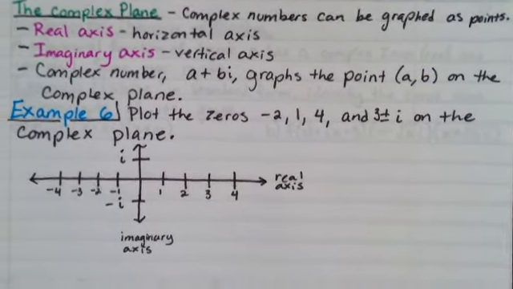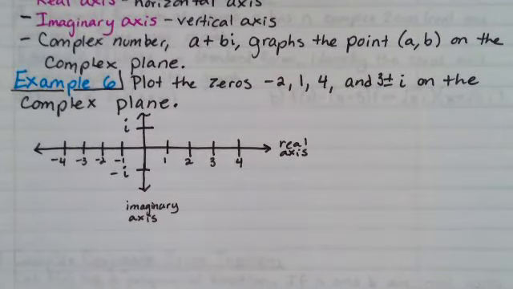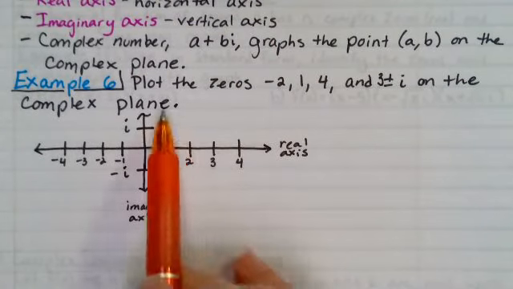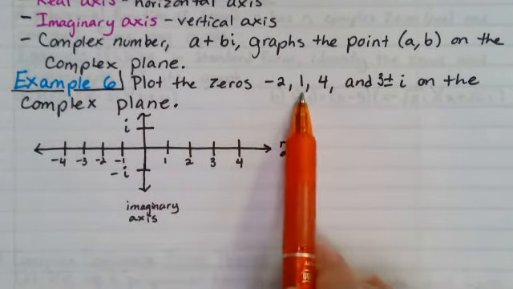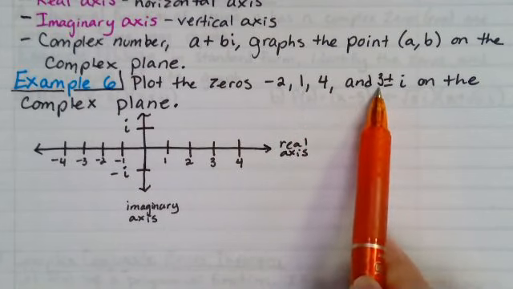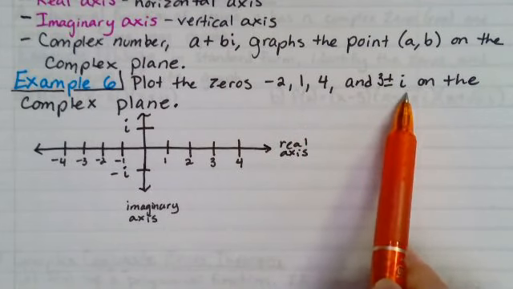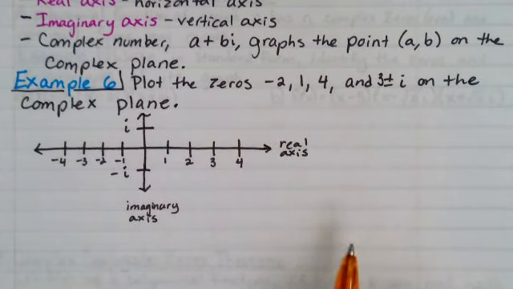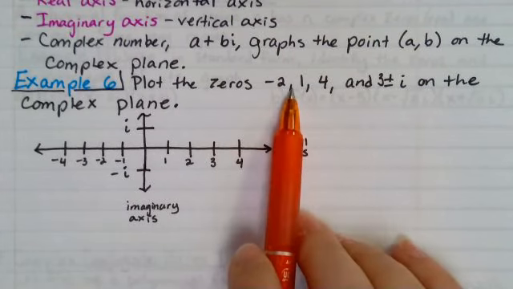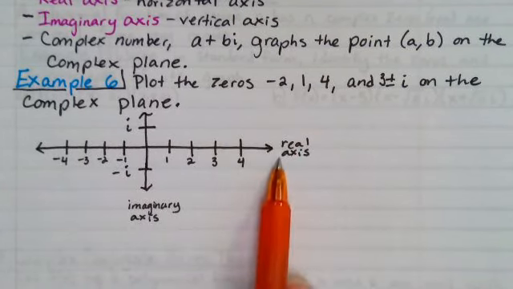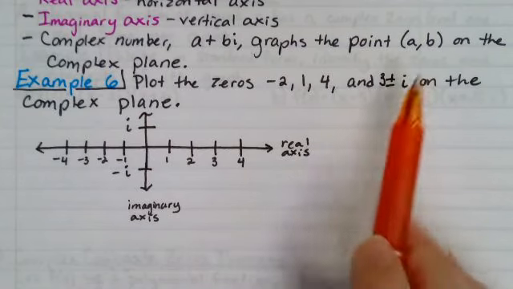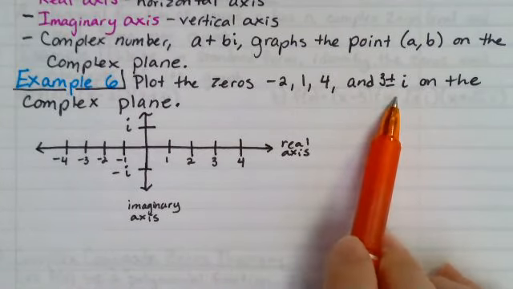And then they say to plot the zeros. So we're going to do that real quick. I'm going to use an erasable pen just so I can mark on what I've already drawn and then get rid of it for when I need it in class. So here we say plot the zeros, -2, 1, 4, and 3 plus or minus i on the complex plane. So the zeros, it's going to be where it hits the real axis, okay, except for this imaginary thing. So we'll deal with that in a second.